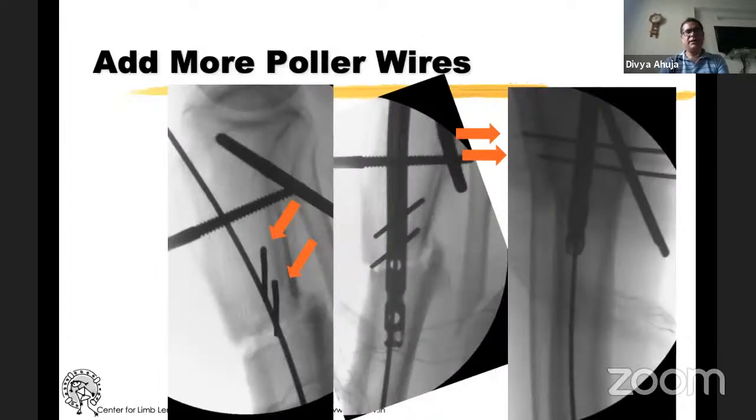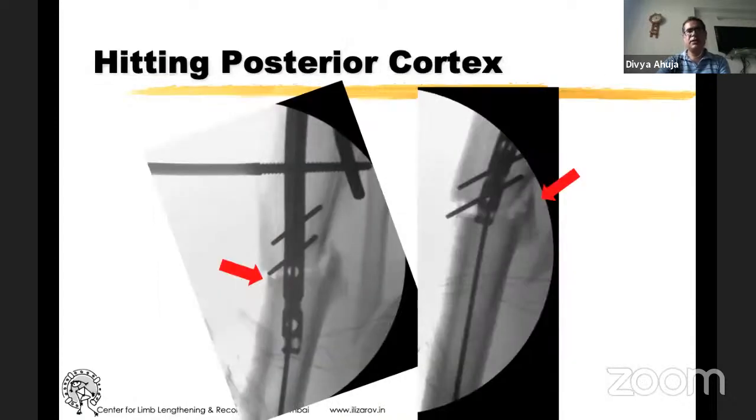Here now in the sagittal view, we were encountering issues when passing the nail, that it was hitting the posterior cortex initially. So we added more polar wires there. The orange arrows are showing the polar wires. But then when the nail was crossing the osteotomy, it was tending to pass. The red arrow on the left image is showing it's not central in the canal.